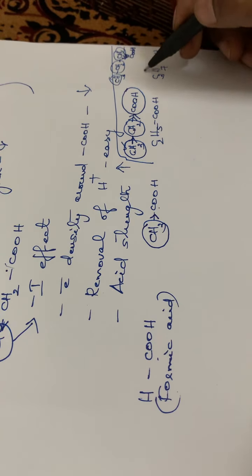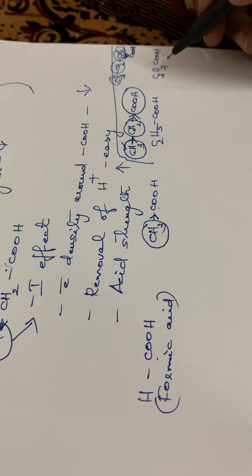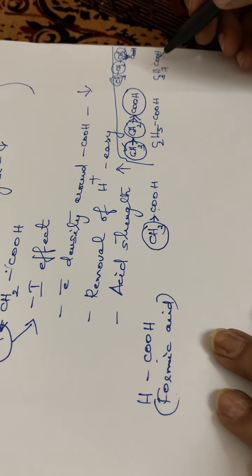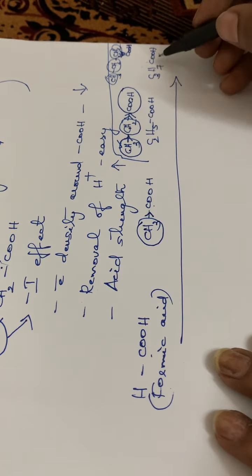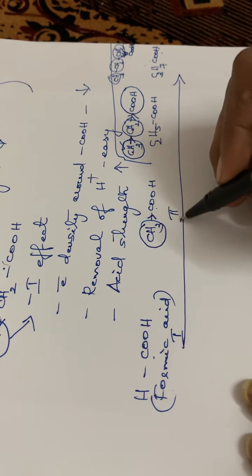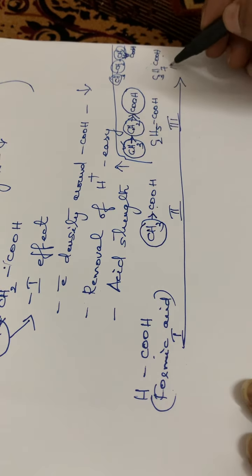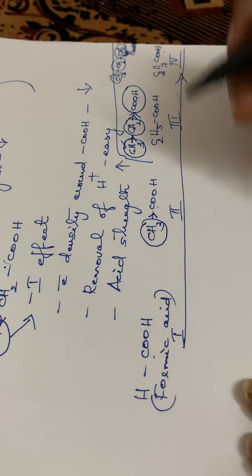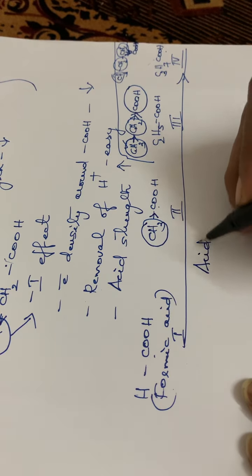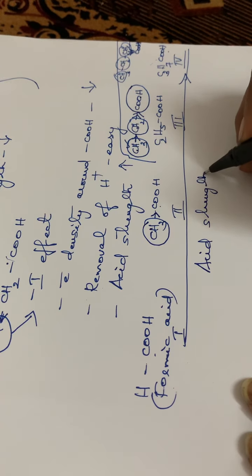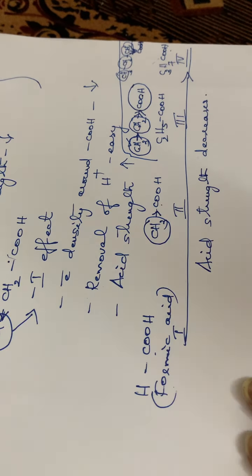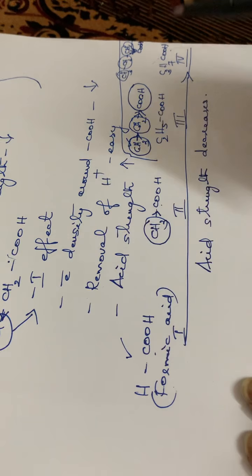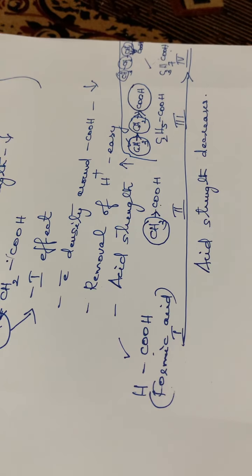So as the alkyl groups attached to this COOH group increase, what happens? The removal of H plus will become more difficult, and therefore we can say that the acid strength decreases in this manner. Okay, so while comparing these four acids, formic acid, acetic acid, propanoic acid and butanoic acid, we can say that the acid strength decreases along this order. Okay, so this is the first example. So here formic acid is a stronger acid while comparing with that of butanoic acid.